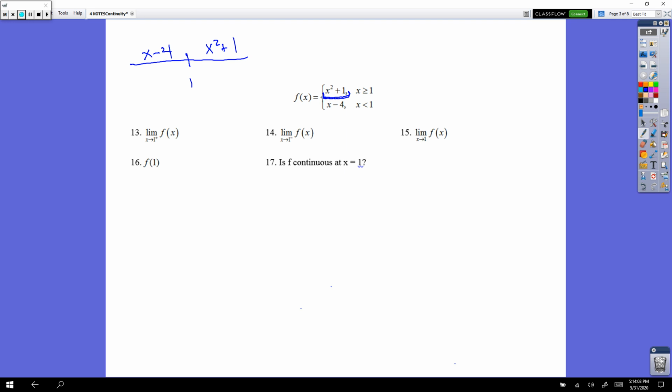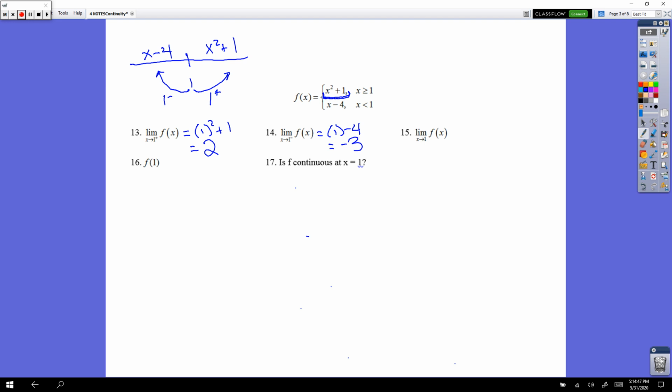So 13, the limit as x approaches 1 to the right, right? That's what that little plus means. So here would be 1 to the right. So that means I'm going to use substitution and plug in 1 into x squared plus 1. And that would just give me 2. Now, the limit as x approaches 1 from the left, so this would be 1 to the left, right, the little negative. That means I'm going to plug in 1 to the bottom function, x minus 4. So 1 minus 4, which would give me negative 3.